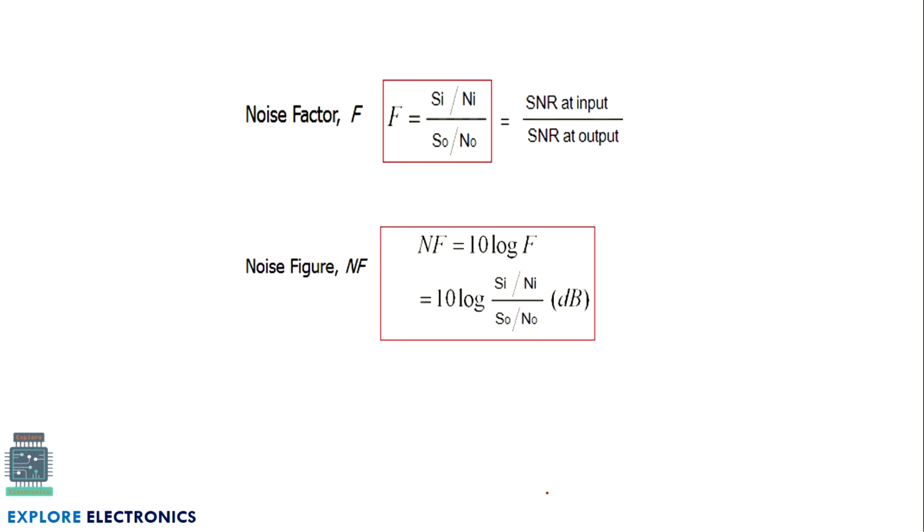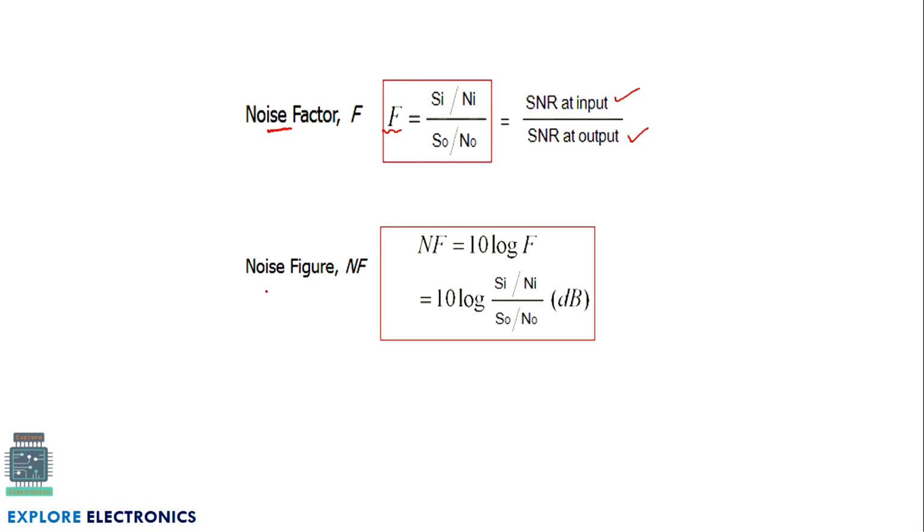So then we will be having one more parameter called noise factor. Noise factor will be represented as F. It is Si divided by Ni to S0 divided by N0. It means if we calculate SNR at the input side and if we calculate SNR at the output side, it gives the noise factor of which noise is included.